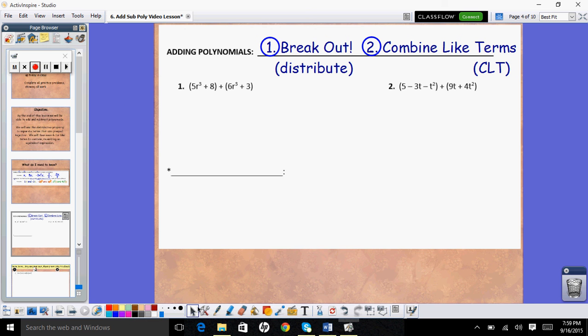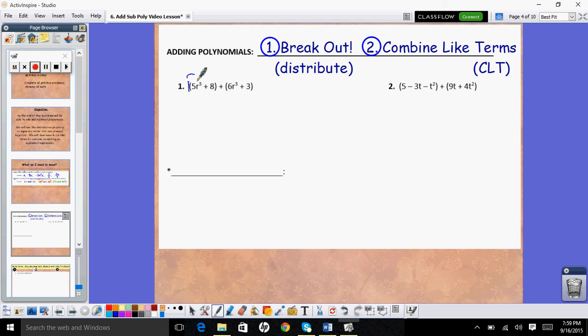Let's look at the first example. Right away I spot that 5r cubed and 6r cubed have common variables with the same exponent. However, I cannot combine them yet because 5r cubed is grouped by these parentheses with the 8, and 6r cubed is separately grouped by parentheses with this 3. To break them out, we can write in what's in front. Technically there's a 1 here.